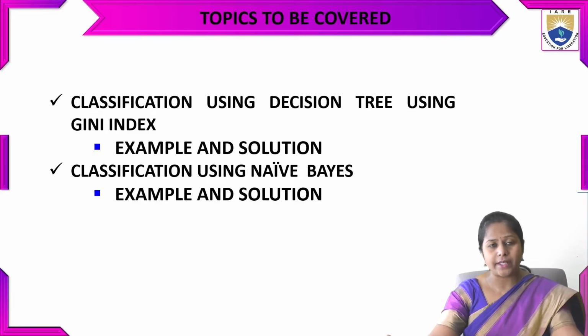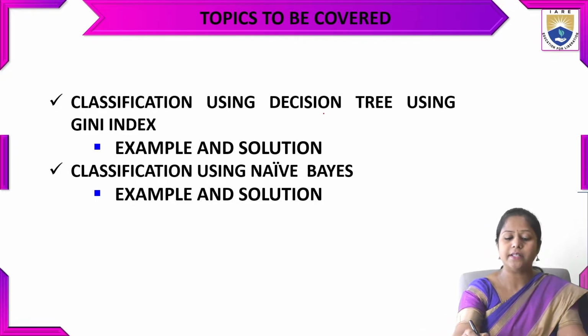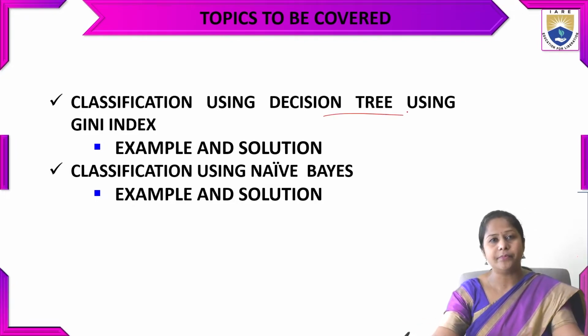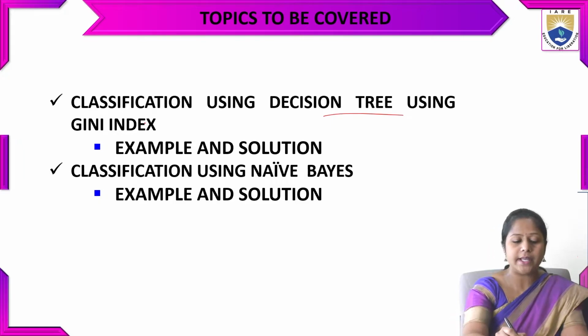So basically now we are covering the problems. Today I'll take the problem related to classification. Here two of the methods I am taking for classification. The first method is classification using decision tree, in which I am using the Gini Index.